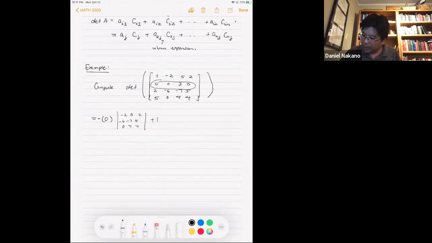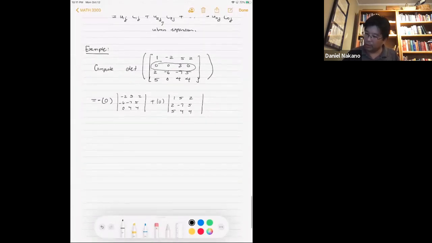And then I get 0, and just for the heck of it, let's just write out what the cofactor is. So I'm going to take out the second row and the second column. So I get 1, 5, 2, 2 minus 7, 5, and 5, 4, 4. Okay, everybody good with that so far? Plus 3.